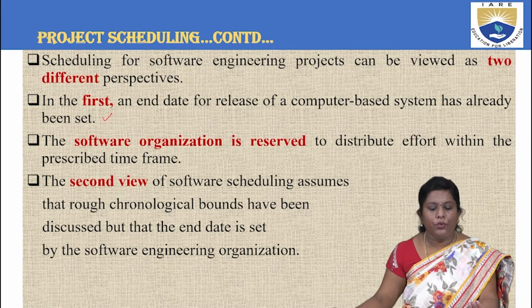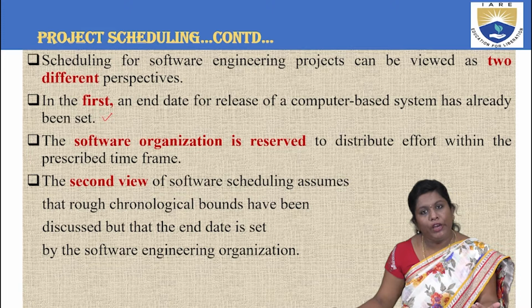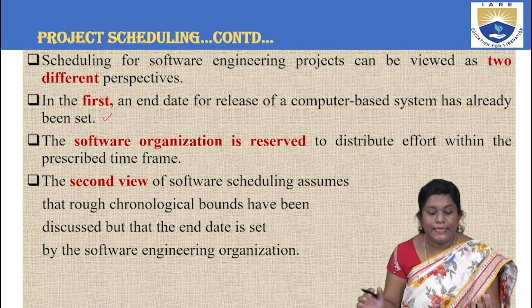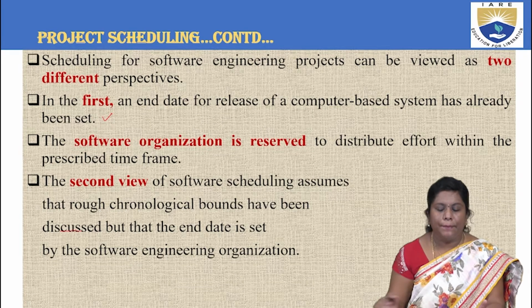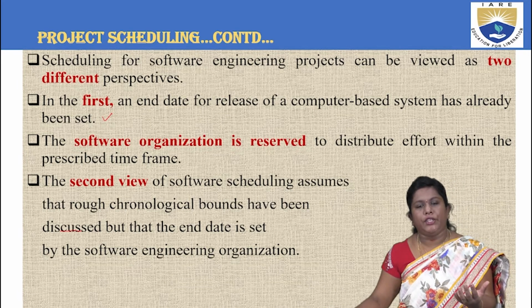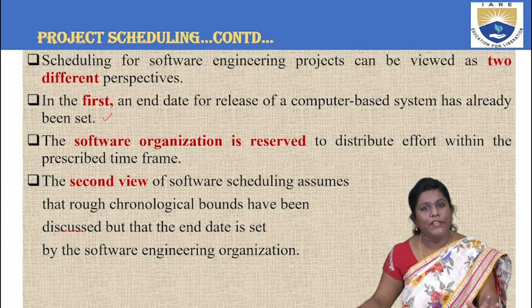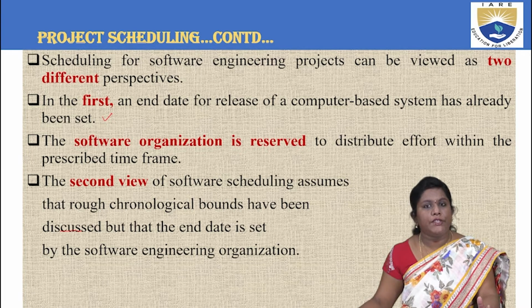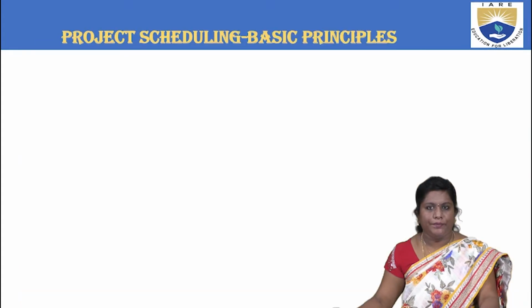In the second notion, there are some assumptions in software scheduling. There are some rough chronological bounds that have been discussed, but the end date is set. So it means that you can change. Since there are so many things that are roughly stated, there are chances of changing the end date as well.